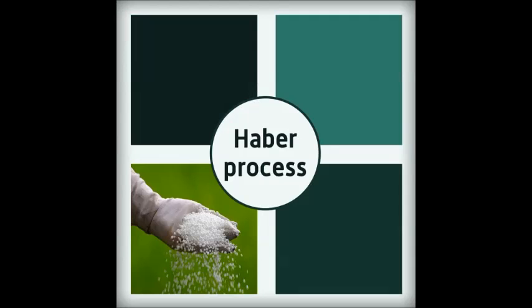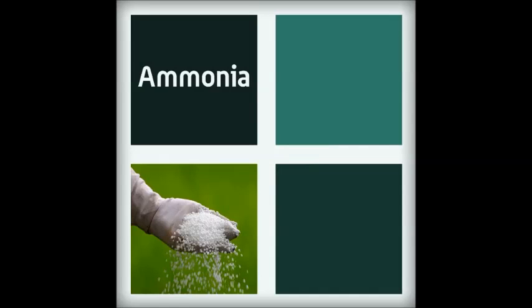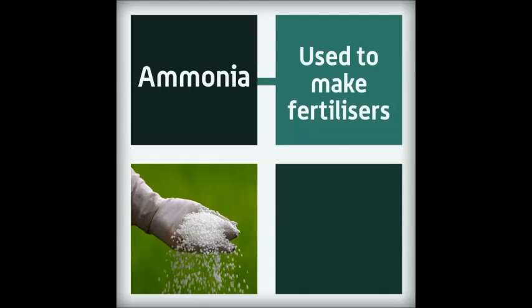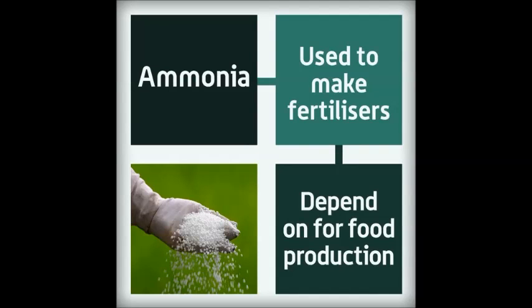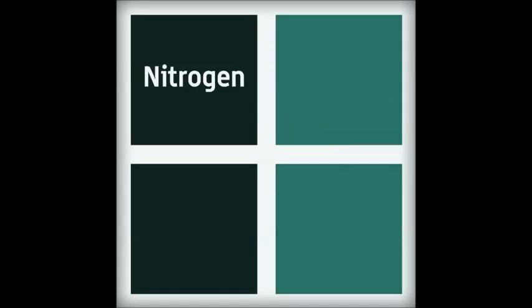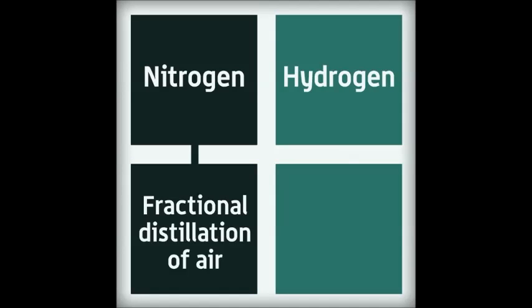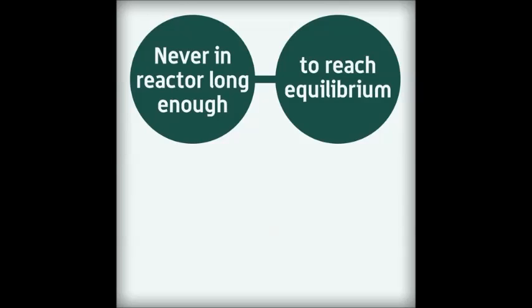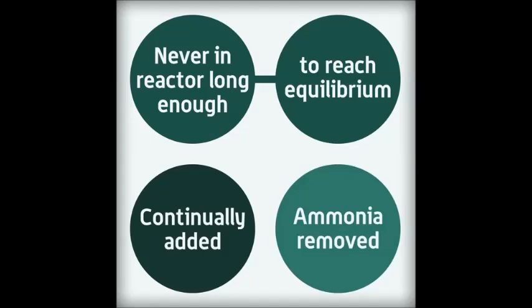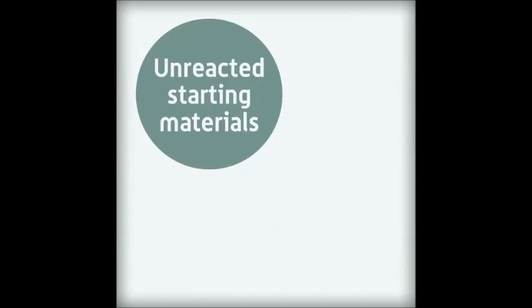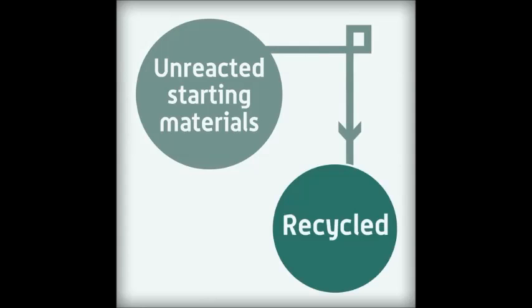Let's finish by looking at the Haber process in more detail. This is such an important process because the ammonia formed is used to make fertilizers, which the world depends on for food production. The raw materials for the process are nitrogen and hydrogen. Nitrogen is obtained from the fractional distillation of air, and hydrogen comes from natural gas. In reality, the gases don't stay in the reactor long enough to actually reach equilibrium, because they're being continually added and the ammonia produced is removed. Any unreacted starting materials are recycled.